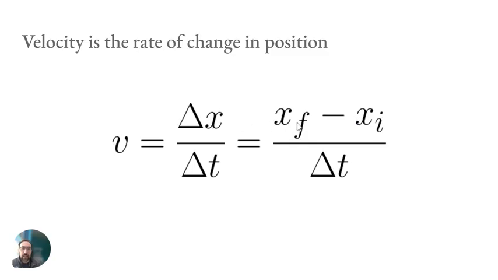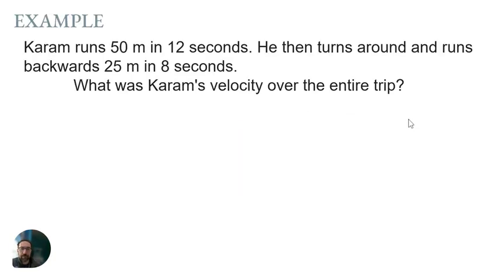Remember, delta x is xf minus xi, so you can expand this formula to write it as v equals xf minus xi over delta t. Which one of these forms you use is just depending on the situation. Which variables do you know? Do you know delta x, or do you have the components xf and xi?